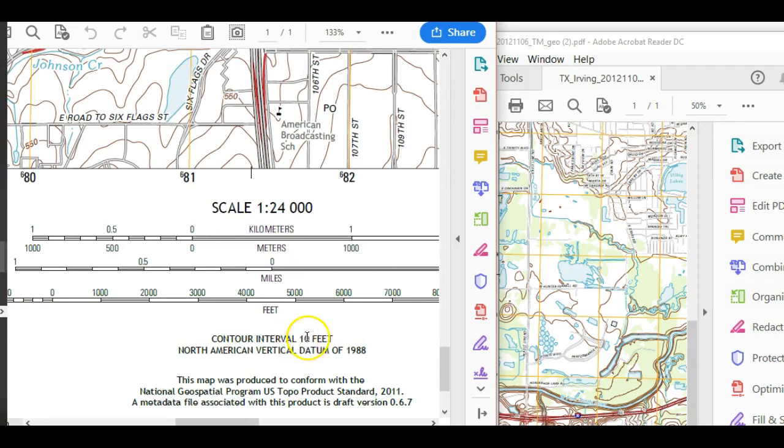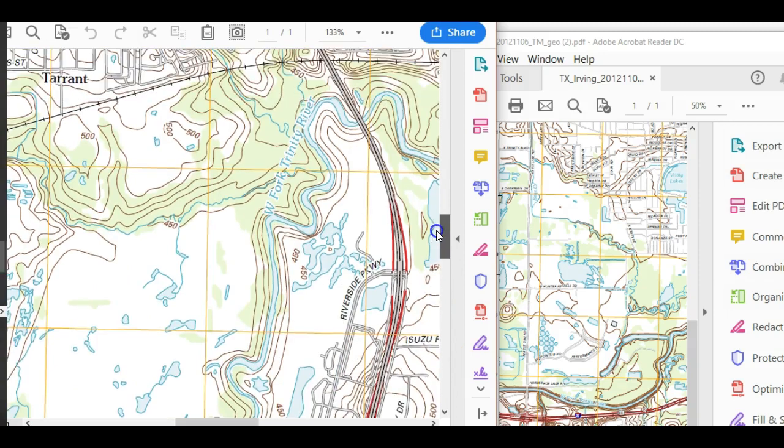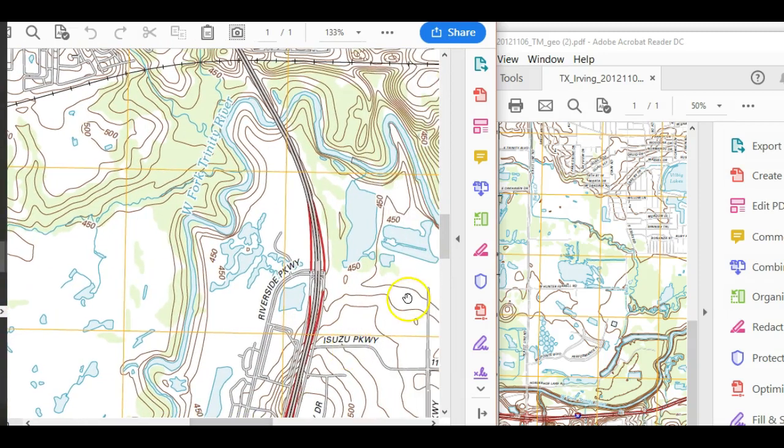is going by 10 feet, which means every brown line on the topographic map is going to be 10 feet. All right, so let's see what that means. If I come over here, I can see this is 450, walk it around, 450, up here is 500. So again, they're going by tens, right? So 450, 460, so on and so forth, which means I'm going downhill to go to the river, I go back uphill to go to the highway. That just makes sense.